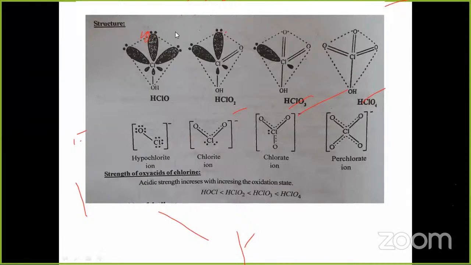Okay, this is the structural information about oxyacids of chlorine. The final important question is: out of the 4, which is the strongest acid? The answer is perchloric acid, due to the mesomeric effect. Due to the mesomeric effect, 4 electron-withdrawing groups are present on chlorine. That's why perchloric acid exhibits more acidic nature than chloric acid, chlorous acid, and hypochlorous acid. This is the order of acidic strength: acidic strength increases with increasing oxidation state.